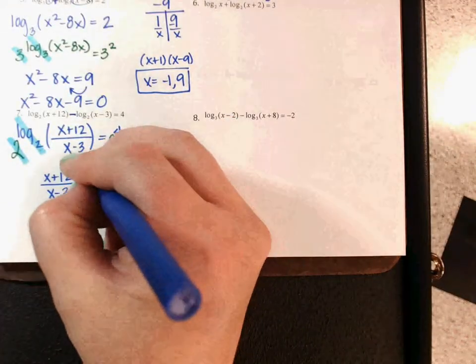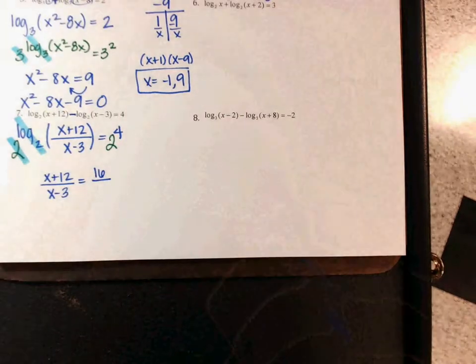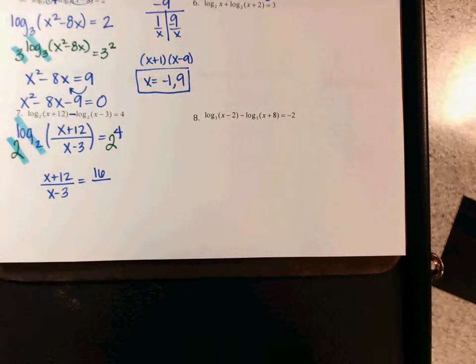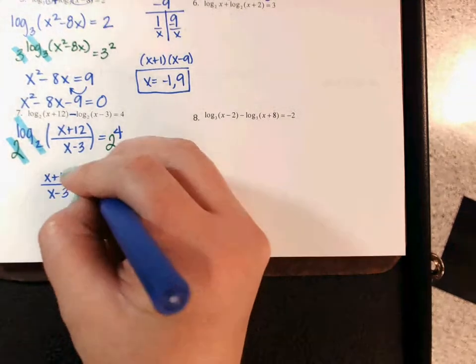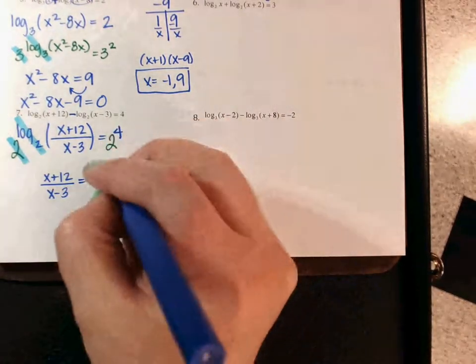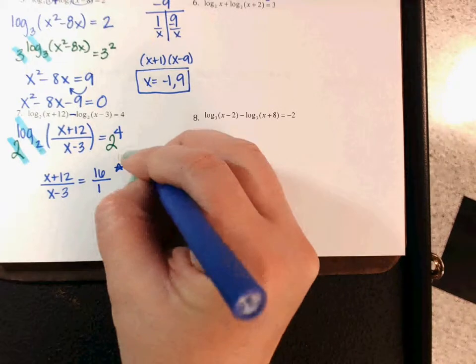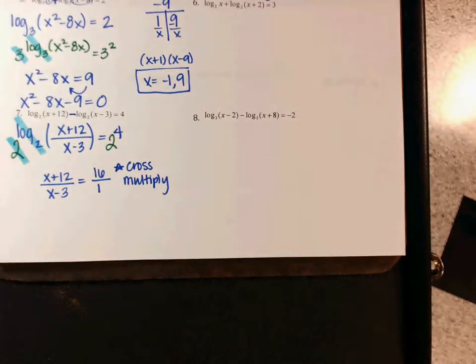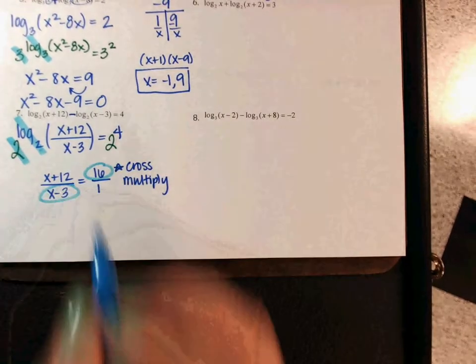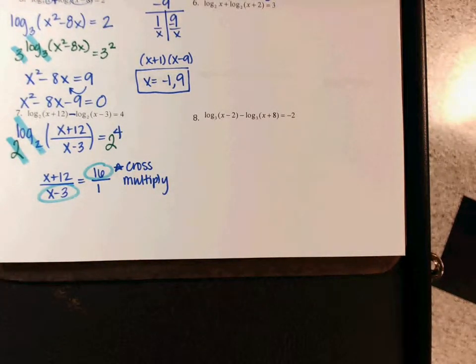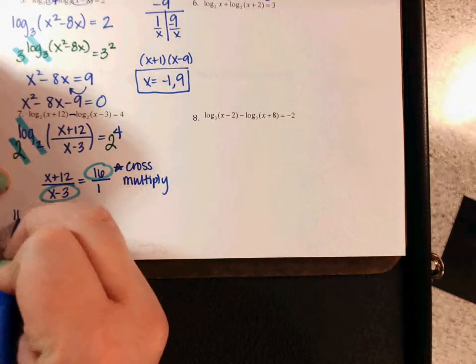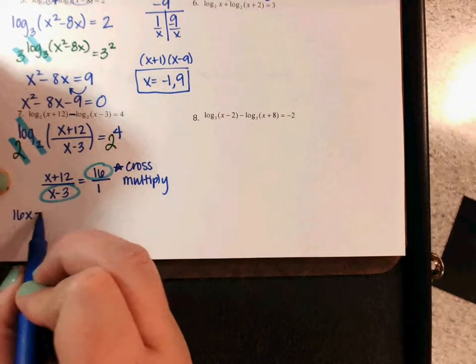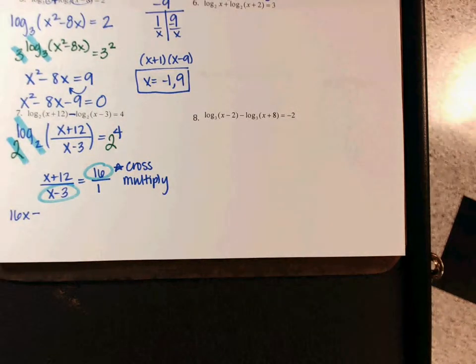Now, 16 over what? Because remember, we want to cross multiply. Over 1. Good job. And then from here, you're going to cross multiply. Okay, so let's do the 16 side first. So I'm doing 16 times x minus 3. Now remember, you have to times the 16 by the x and the minus 3. So really, you're kind of distributing if you think about it like that. 16 times x is 16x. 16 times minus 3, how much does that come out to be?